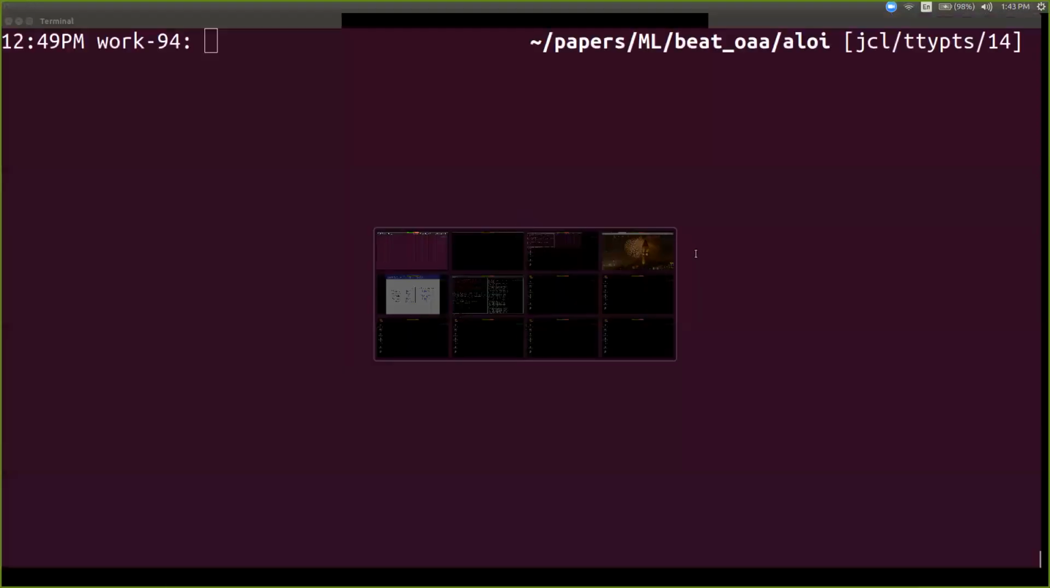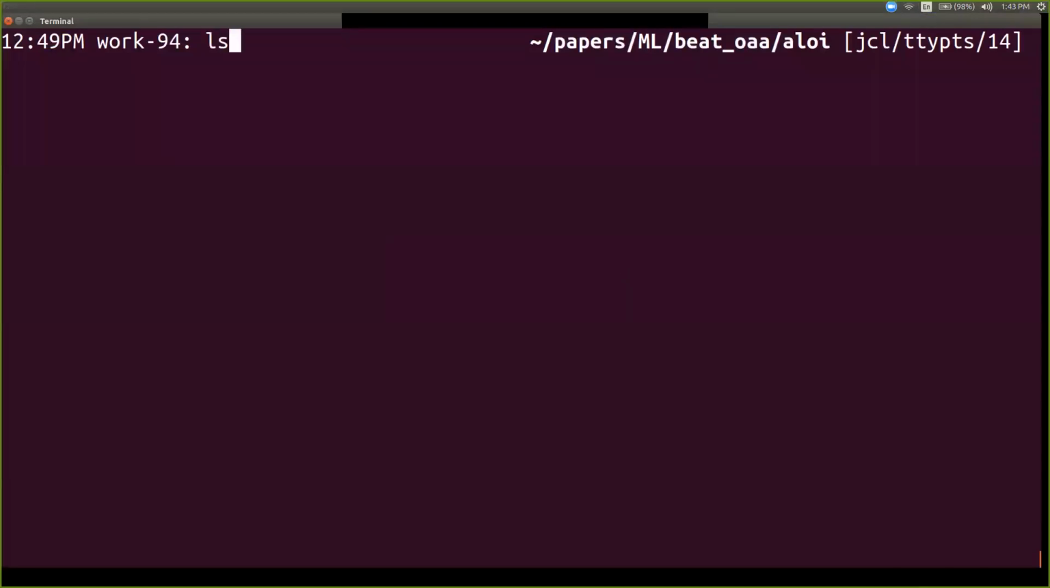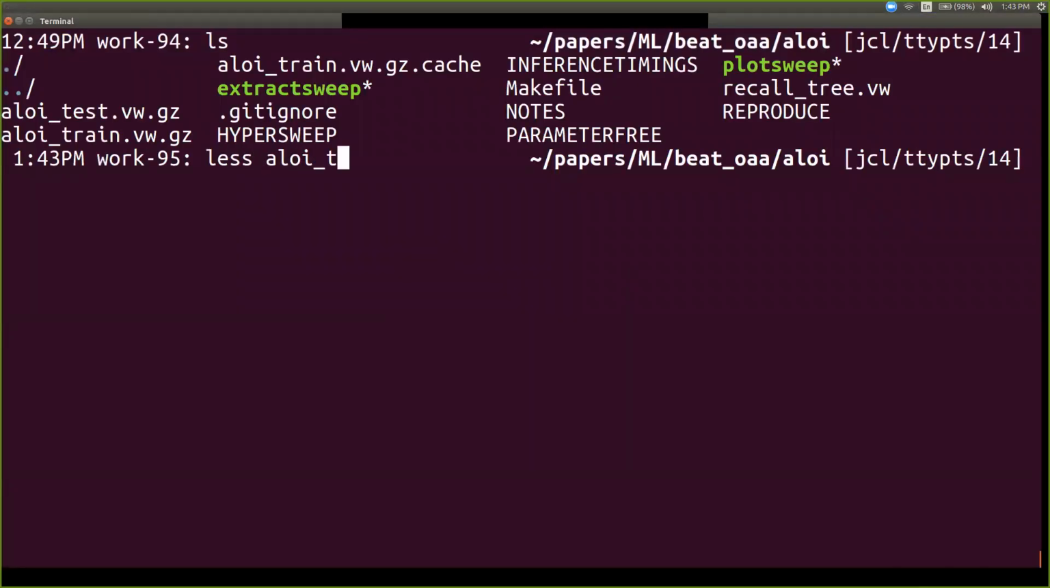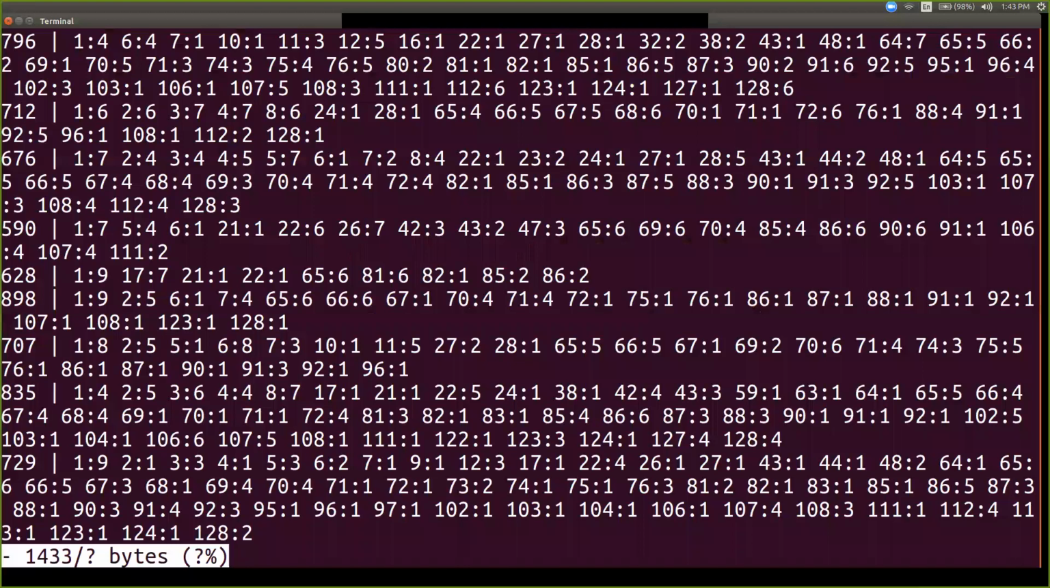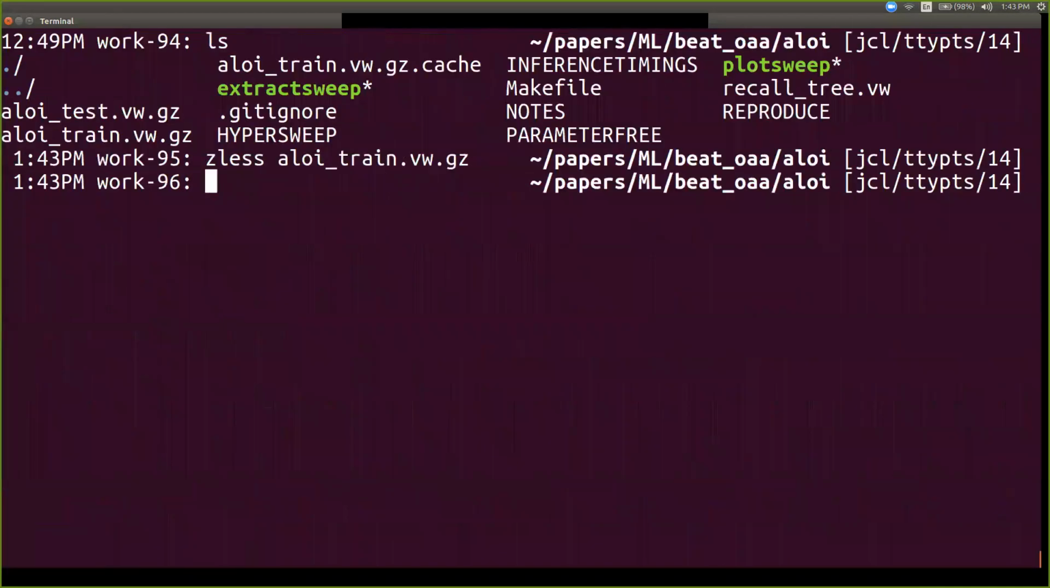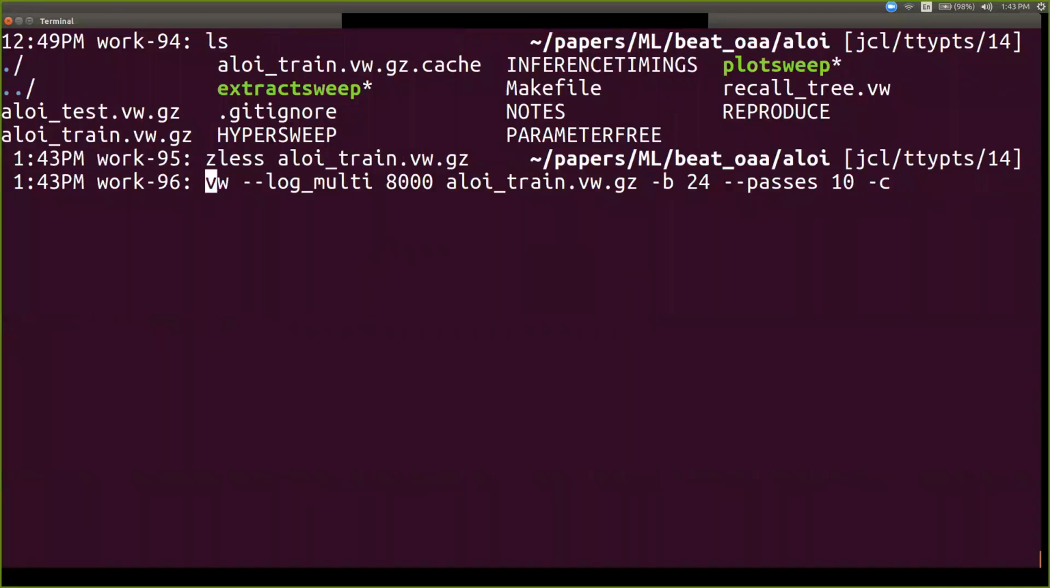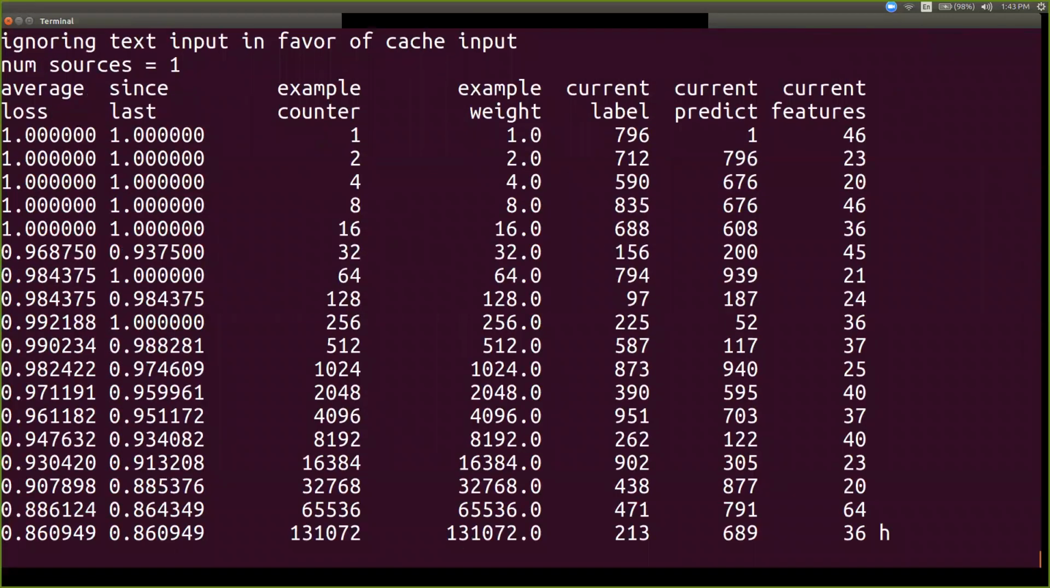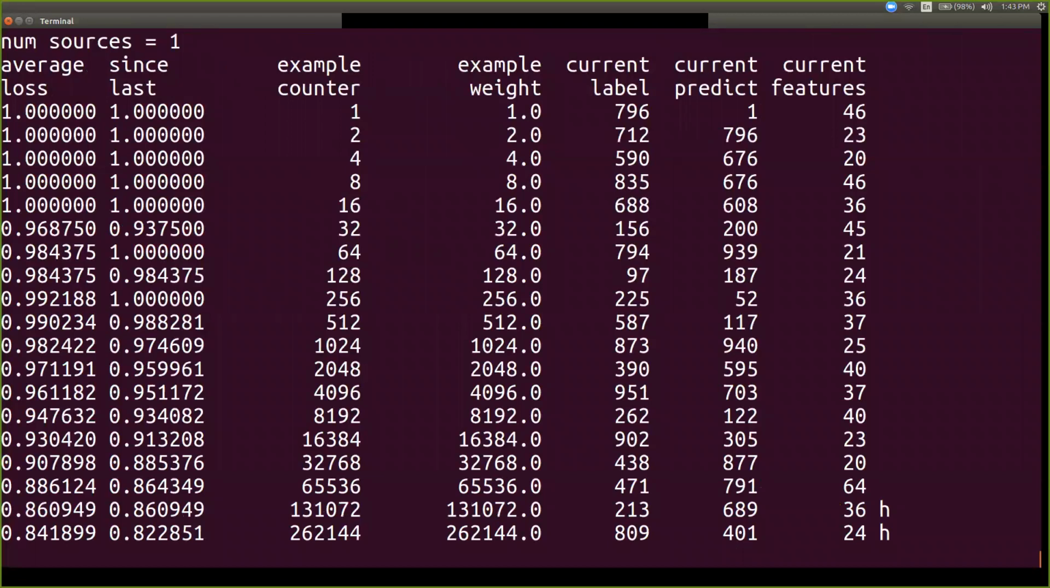So let me go here. I have a data set which is a 1,000 class classification data set. By the standards of the kind of problems we're trying to deal with, this is kind of a toy problem. But nevertheless, we can try to train on it. So this is doing an error correcting tournament.